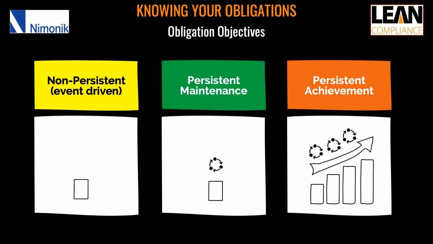But there are other objectives, some that are what we call persistent maintenance objectives. These have to do with achieving a certain level of performance and then sustaining it, continuing to be able to maintain that over time. And this may be a particular environmental emission target that you have to meet and sustain and continue to be able to do that. And if you can't maintain it, you have to have corrective actions in place to be able to sustain that level. And then we have the persistent achievement objectives.